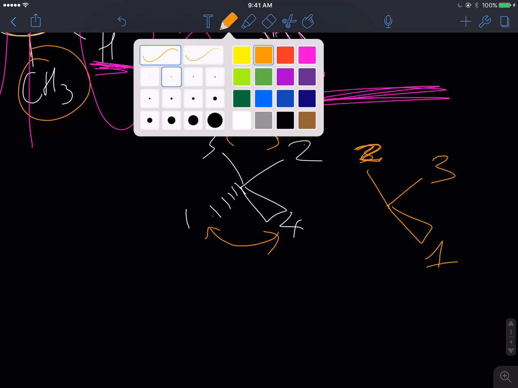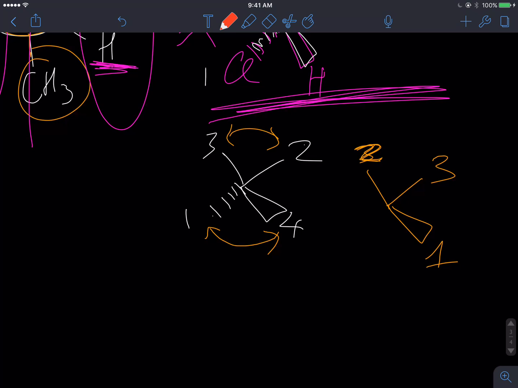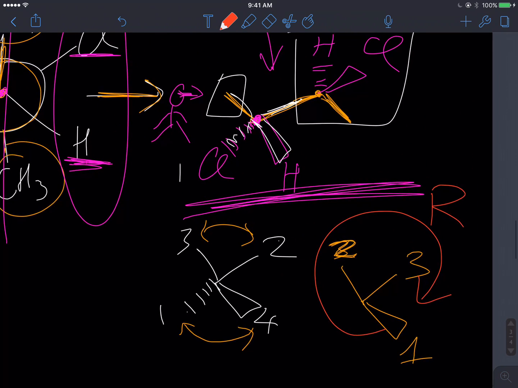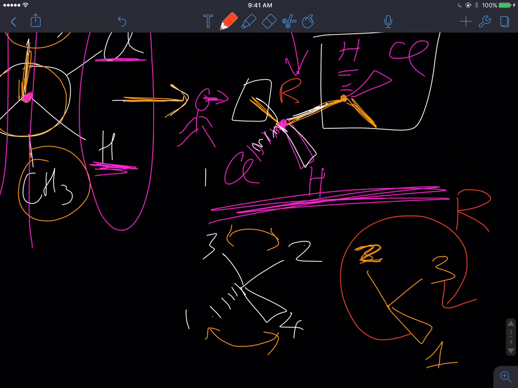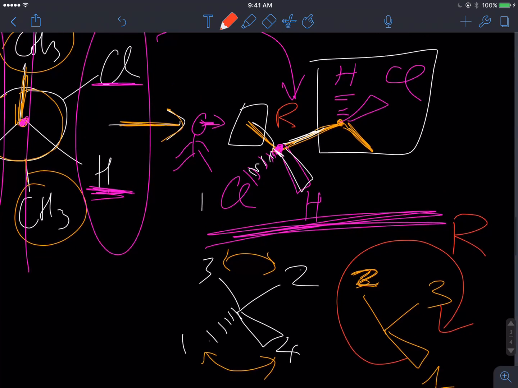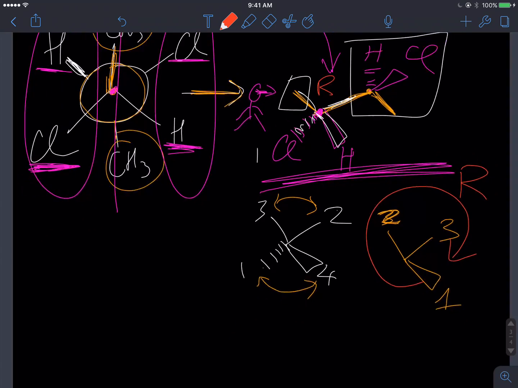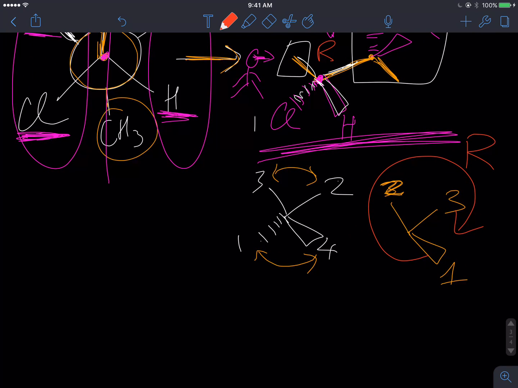Now you just need to draw an arrow from 1 to 2 to 3. 1, 2, 3. That's R. Alright? So this right here is R. And how about the other stereochemistry? Just redraw it.